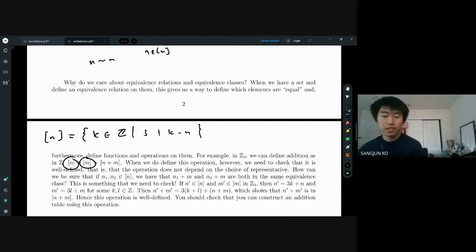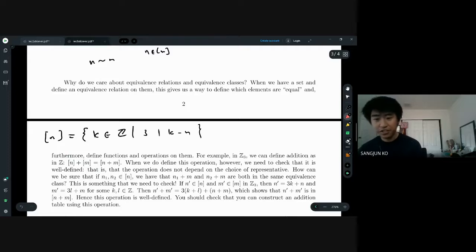And so you might be wondering, is this well defined? The first question we should ask is, how do we define an addition on sets like this, when we have this equivalence relation type of thing? It turns out there's a very natural way to do this. Just add n plus m and consider the equivalence class of that.